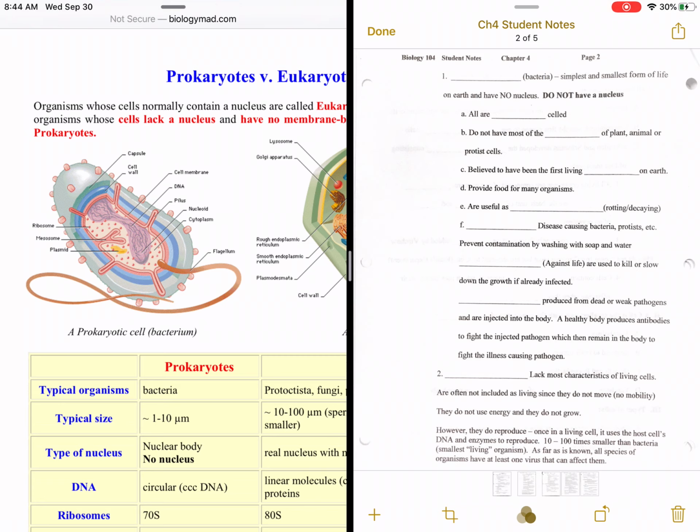Viruses are 10 to 100 times smaller than bacteria. They're the smallest quote-unquote living organism, again, but viruses are not living. And as far as it is known, all species of organisms have at least one virus that can affect them. No one is totally free from viruses.